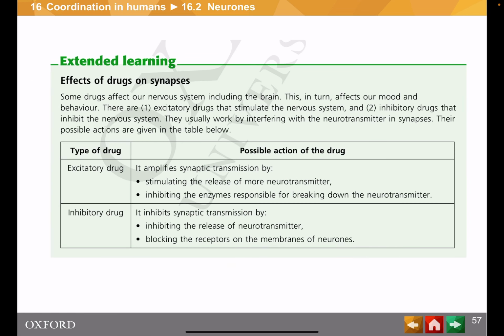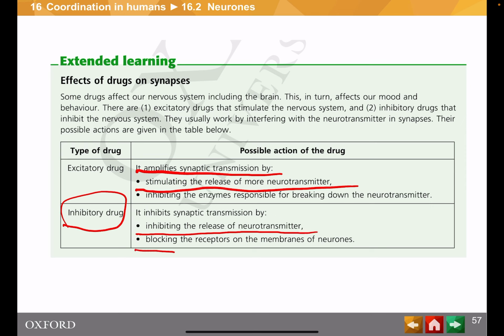In fact, some drugs also act on the synapse. For example, some excitatory drugs stimulate the response and amplify synaptic transmission, for example by stimulating the release of more neurotransmitter. Some drugs may inhibit the effect, maybe when a person is too excited and we have to limit the effect. They may inhibit the release of neurotransmitter, or the drug itself may have a shape very similar to the neurotransmitter, so just like an enzyme inhibitor, it competes with the normal neurotransmitter for the receptor site.